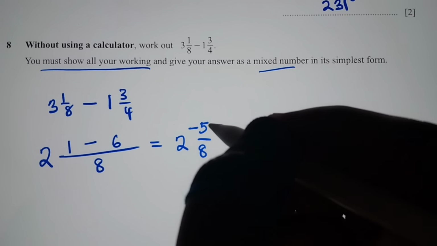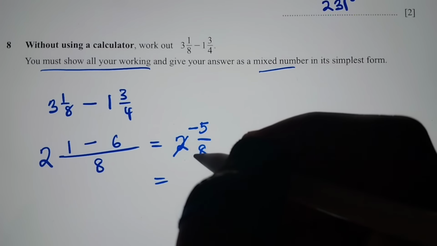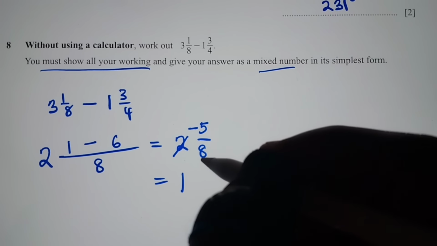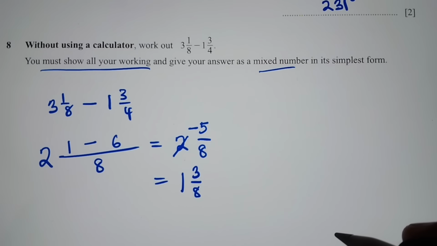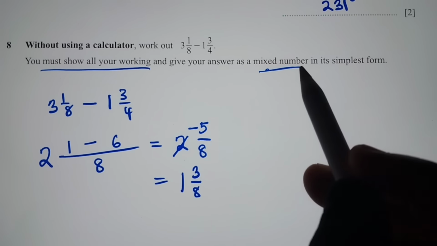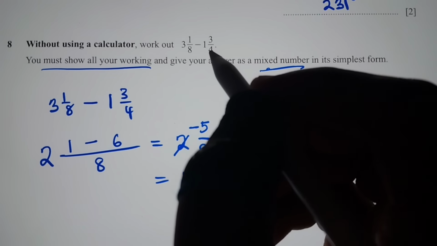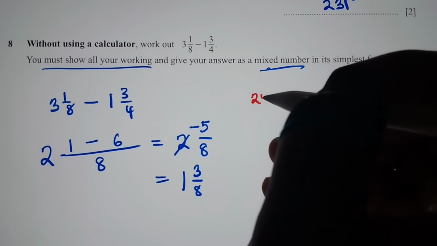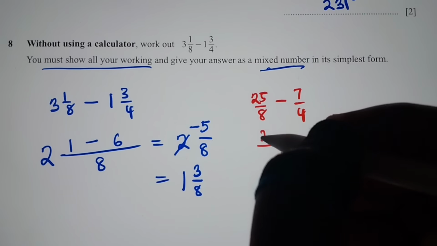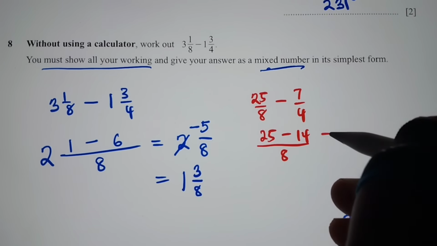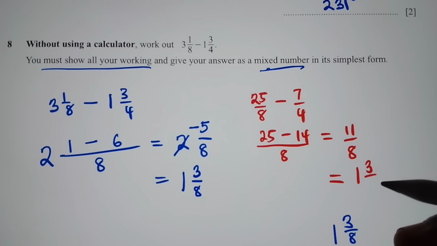This is not allowed. So you are going to borrow 1 from 2. That 1 you are borrowing is the denominator value. So that's 8. So you are left with 1 here. So 8 plus negative 5 is like saying 8 minus 5, and that is 3 over 8. And this is your final answer, 1 and 3 over 8, because we are told to leave our answer as a mixed number. Or you can also change each of the numbers to an improper fraction. So you have 25 over 8 minus 7 over 4, then you have 8. 25 minus 14, and this will give you 11 over 8. And when you change that back to a mixed fraction, you have 1 and 3 over 8, which is the same as this.